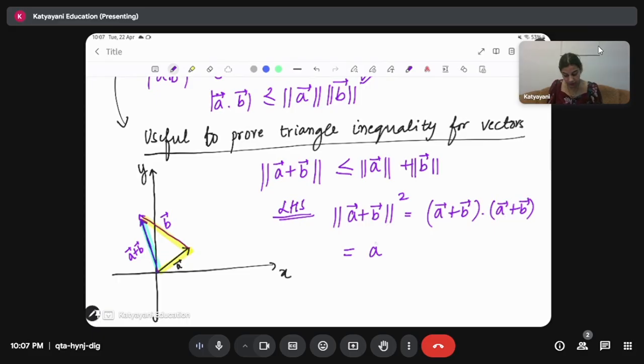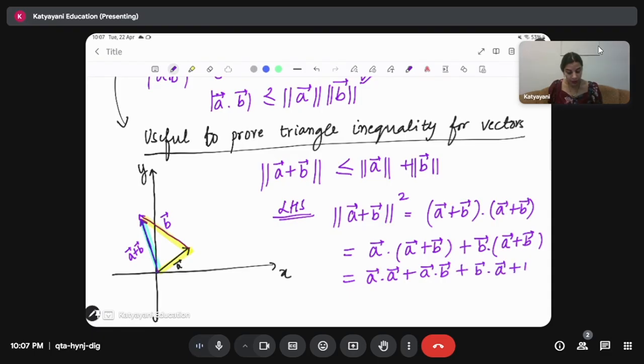So what I can do is take the dot product of a with a plus b and then plus take the dot product of b with a plus b. So you have to write a dot in between. Now when I open this, the distributive law says that a dot a plus a dot b, right? This becomes b dot a plus b dot b, right?